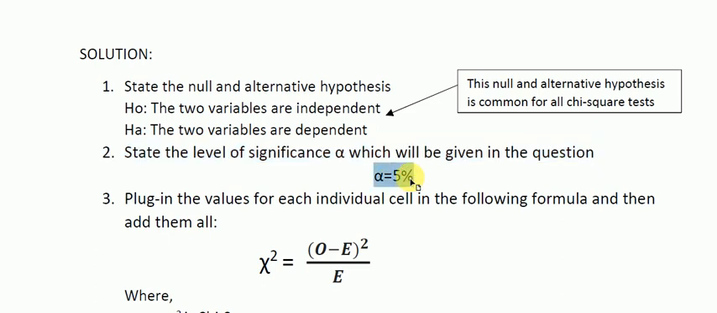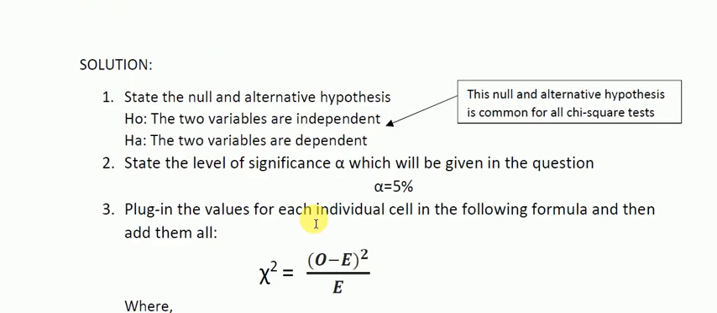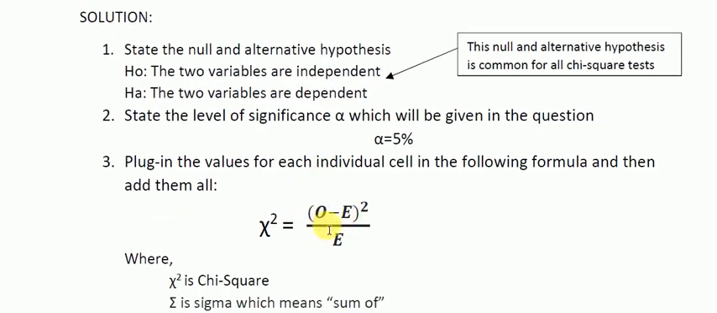If we recall from the very first session of biostatistics, alpha is also called the level of significance, and it is also the probability of a type 1 error happening. So basically this is how we calculate the test statistic. Plug in the values for each individual cell in the following formula and then add them all. For each individual cell we'll have to calculate (O minus E) whole squared divided by E.